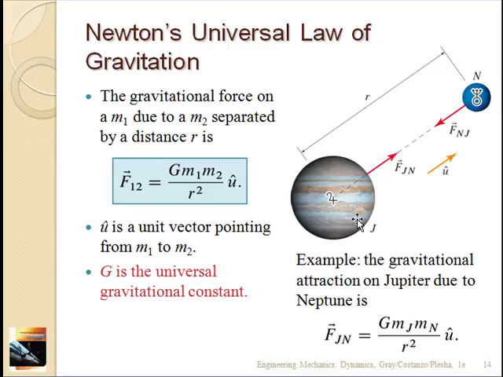And for example, with respect to Jupiter and Neptune, the force on Jupiter from Neptune is G times the mass of Jupiter times the mass of Neptune divided by the square of the distance. And the direction for the force is attractive. So it's along this line between them and attracts the two particles, the two planets, to each other.